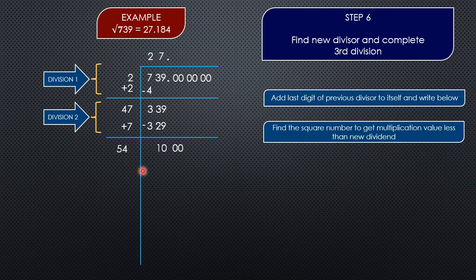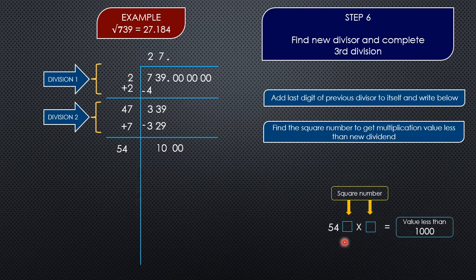So we have to add 7 to 47 and write 54 below. Find the square number to get the multiplication value less than the new dividend. We have to apply the square number here so that its multiplication value is less than, or more closer to, 1000. Let's start the multiplication table.